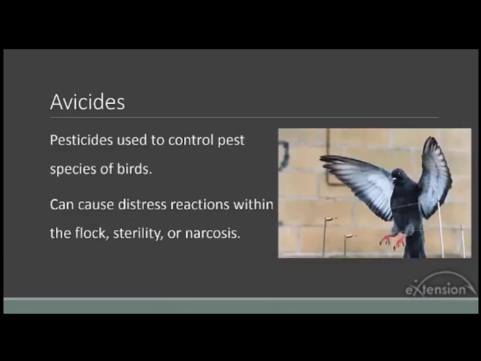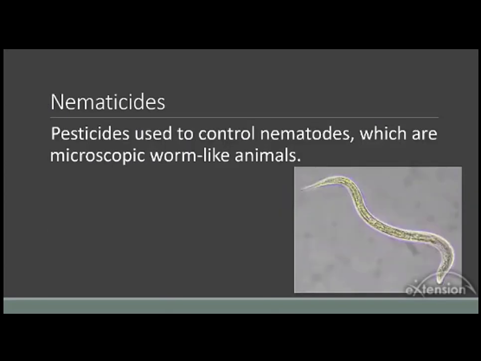Avicides are pesticides designed to control birds. Some avicides cause birds to have distress reactions and flop around and scare the rest of the flock. Other avicides actually kill the birds or maybe sterilize them. Nematicides are chemicals that control nematodes. Nematodes are microscopic, tiny worm-like creatures that live in the soil and sometimes feed on plant roots.